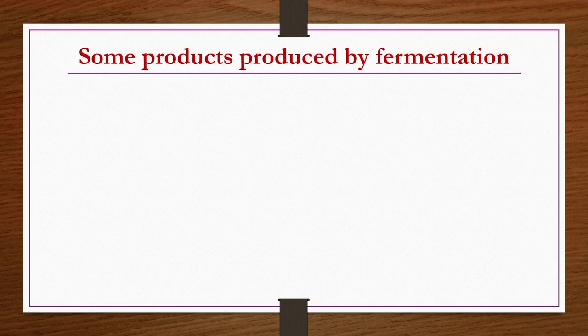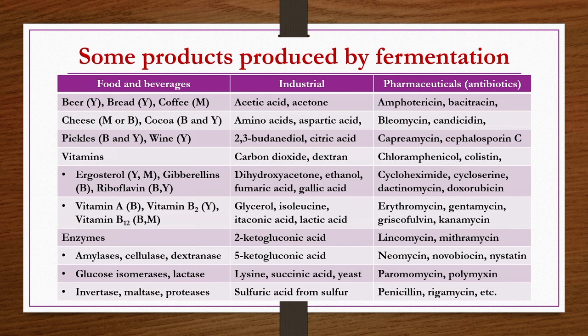Now, we see a few common products produced by fermentation presented in a tabular column. This table should be read column wise. The first column is the food and beverages produced by fermentation, the second column is the different types of chemicals produced by industrial fermentation, and the third column is the different types of medicines and antibiotics produced by fermentation in the pharmaceutical industry. Within the parentheses, Y, B, M, etc. are given: as I already told, Y for yeast, B for bacteria, and M for molds that have been used to produce such products. Under food and beverages, you can see beer, bread, coffee, cheese, cocoa, pickles, wine, and many more.